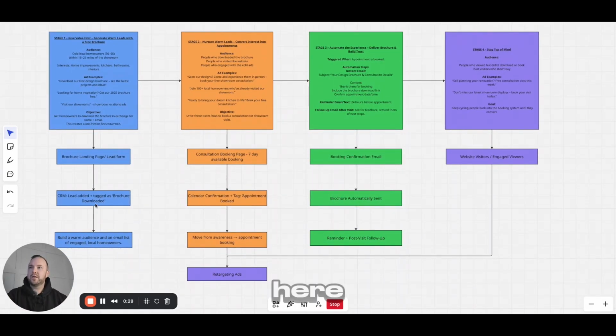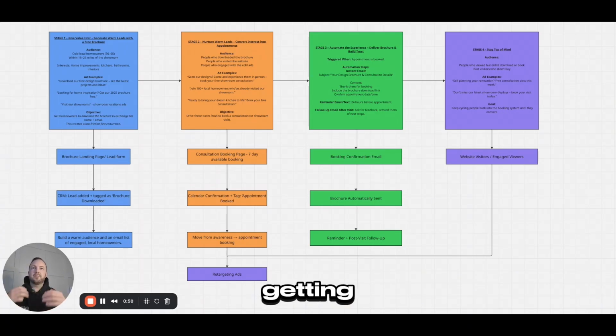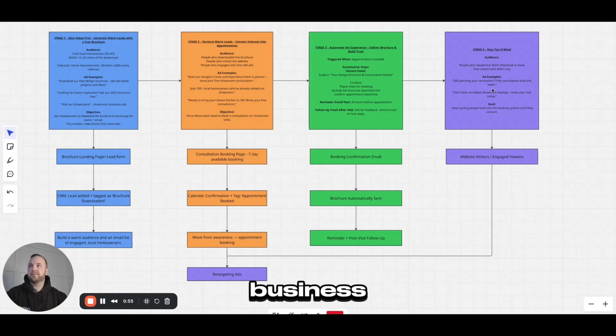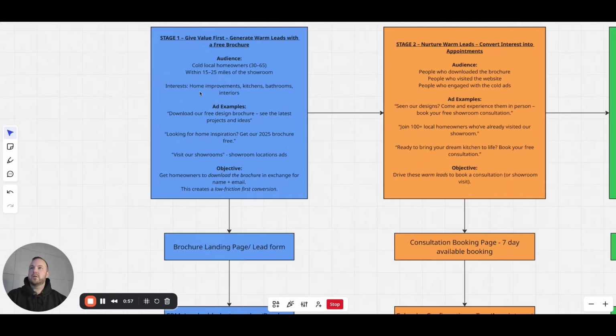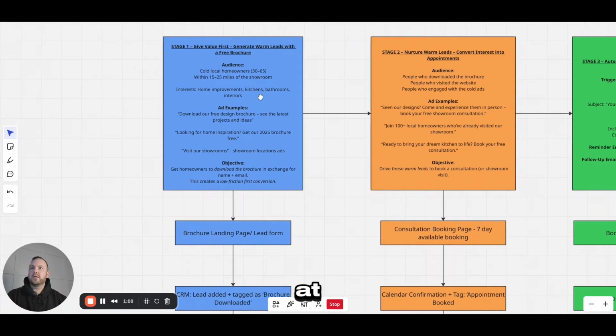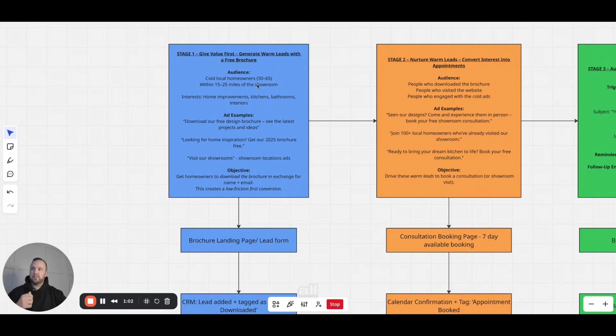So on the left here, we have a cold audience. Inside, we have a warm audience. Stage 3 is all about the back-end automations and managing the leads. And stage 4 is all about retargeting the leads and really getting them back into the sales process for your trade business.